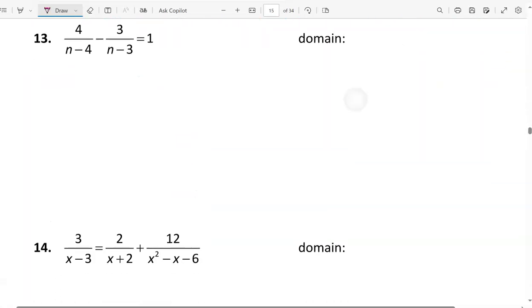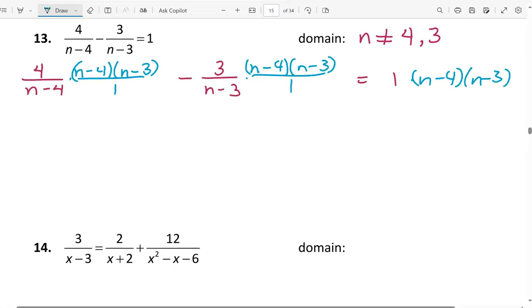In number 13, we're going to begin by factoring any denominators, but I observe that no factoring is necessary. Next, I'm going to observe that each of the denominators may be equal to 0 if n is equal to 4 or 3. So n may not equal 4 or 3. Next, we're going to multiply each term by the least common denominator, which is n minus 4 times n minus 3.